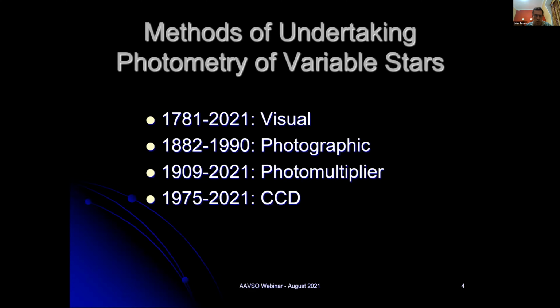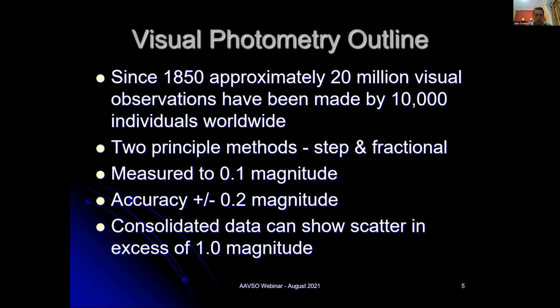The photoelectric work started with Stebbins with his work on Algol in 1908 and is still active today. And CCD, of course, is quite popular now, since the mid-90s. It's now producing virtually all of the V photometry which we have on variable stars. So just to give you an outline, since 1850, about 20 million visual observations have been made by 10,000 observers throughout the world.